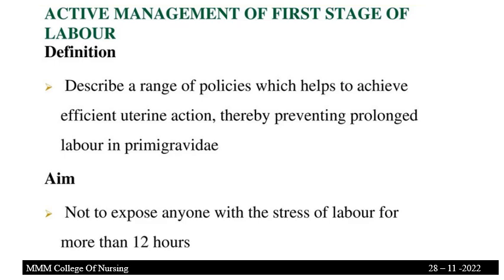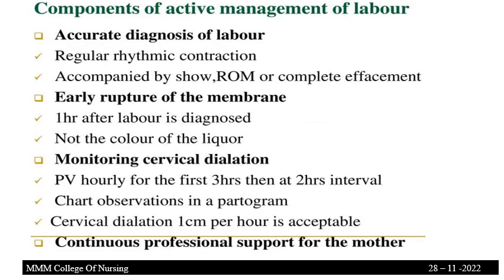So next comes active management of the first stage of labor. Here the definition is: it describes a range of policies which help to achieve effective uterine contraction, thereby preventing prolonged labor and primary gravity. Active management means we are interfering throughout the first stage of labor to make it fast, to quicken the first stage of labor. Okay, the aim is not to expose anyone to the stress of labor for more than 12 hours. It means we are reducing the duration of the first stage of labor.